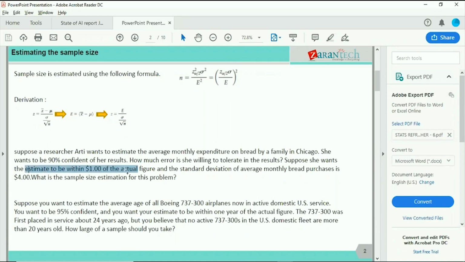Correct. But what I was trying to confuse you with is, if tomorrow someone gives you something like this, you should be able to understand that it is a difference between the two means. Okay, I got that. So can we calculate what should be the sample size of the estimation of this problem?